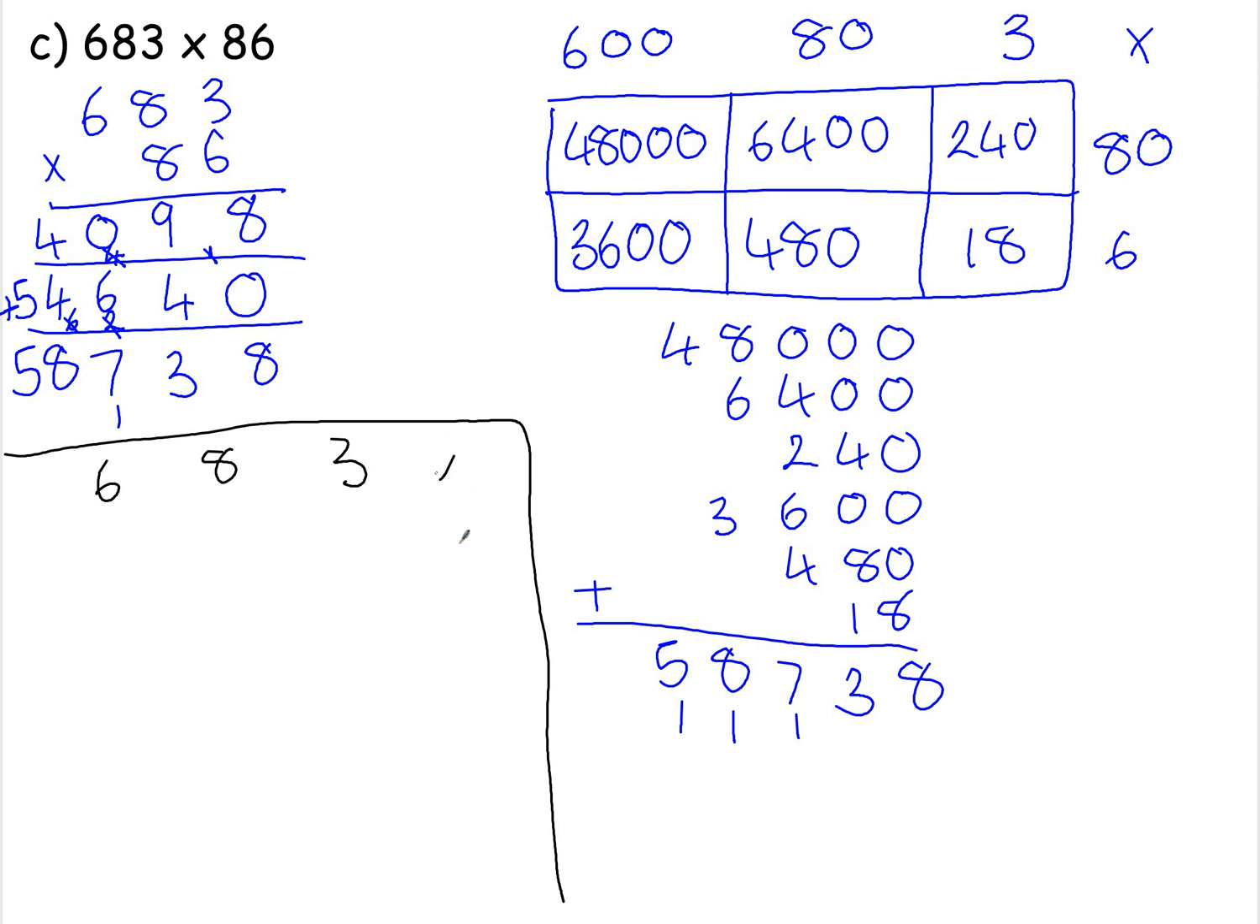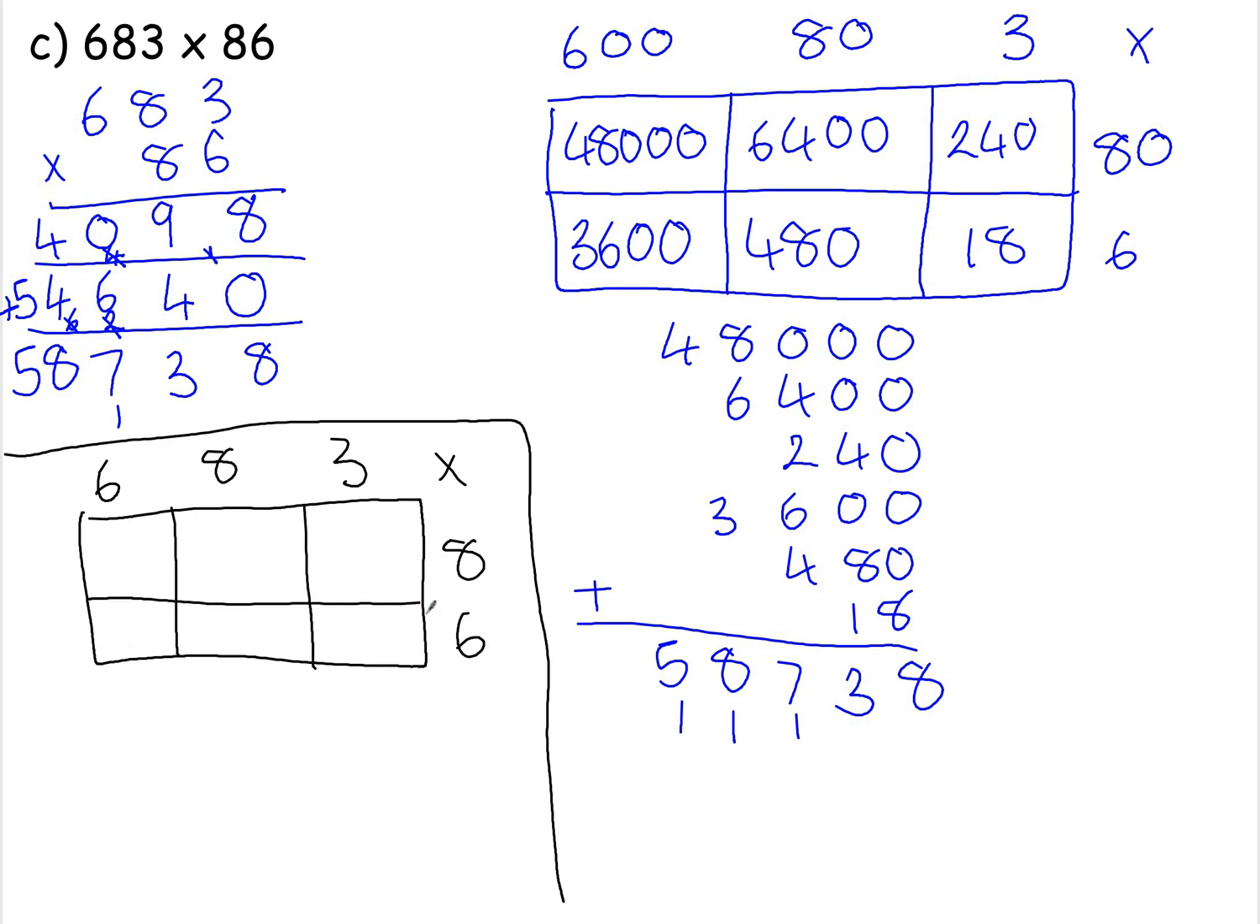Okay, and finally then here I shall place the Chinese method, so 683 multiplied by 86, draw a box, each number needs a box, draw on the diagonals, and we are good to go. Okay, 3 times 8 is 24, 3 times 6 is 18, 8 times 8 is 64, 6 times 8 is 48, 8 times 6 is 48, 6 times 6 is 36.